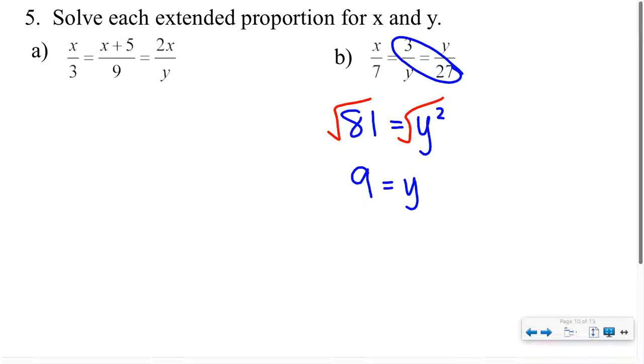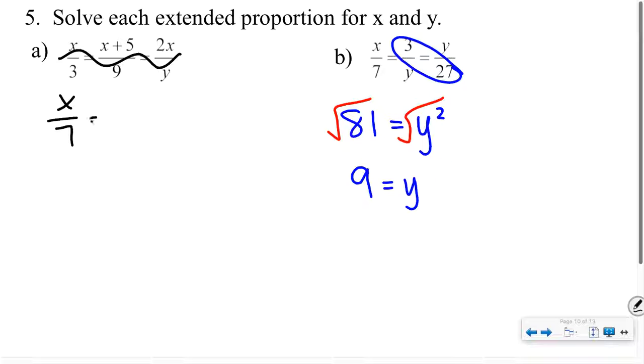I did mention the other day that when you take the square root of something, there's actually a positive and a negative value. We're always going to assume they're positive unless otherwise noted. So you don't need to worry about negative 9 here, just the positive 9 value. After you get 9, plug it back into your extended proportion to find x.